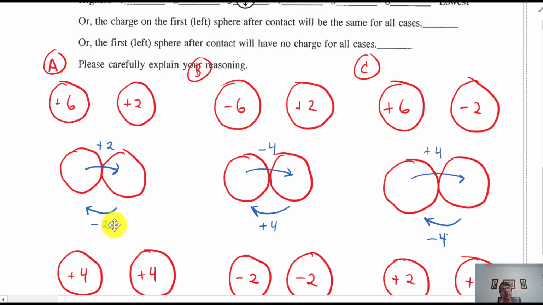So I could ask you that question. Which sphere are the electrons leaving? As the electrons leave, it becomes more positive. And a negative 2 here is more positive than a negative 6. All right, so you can see a lot of shortcuts here.